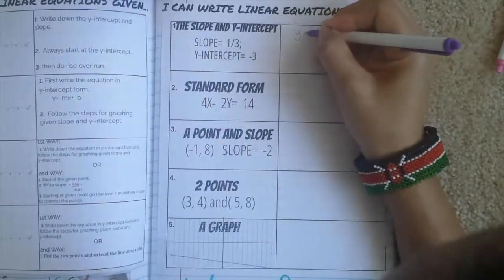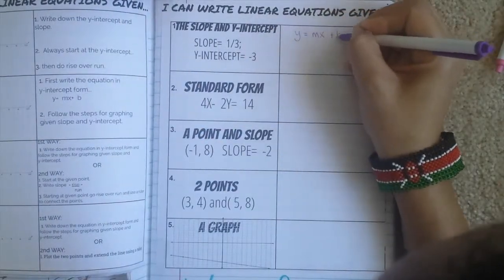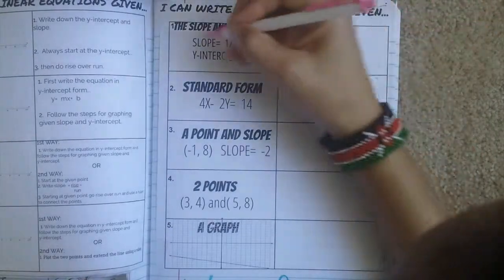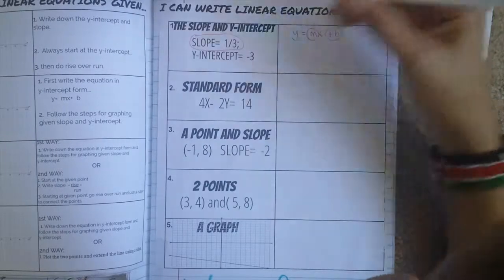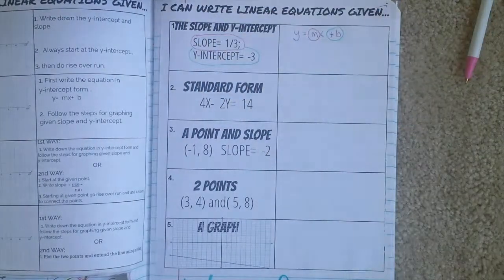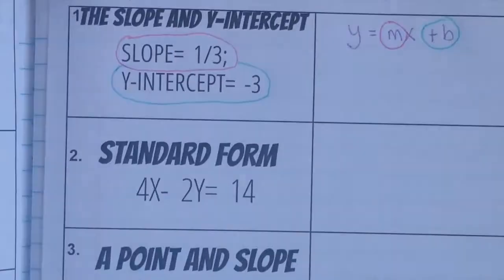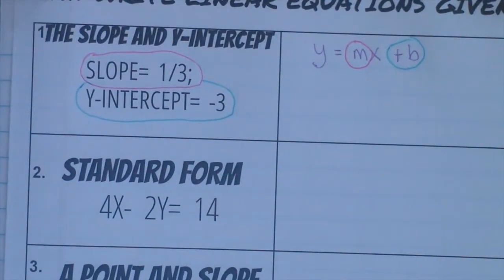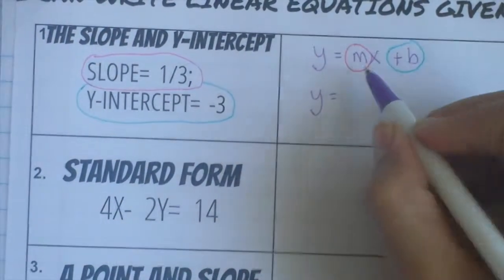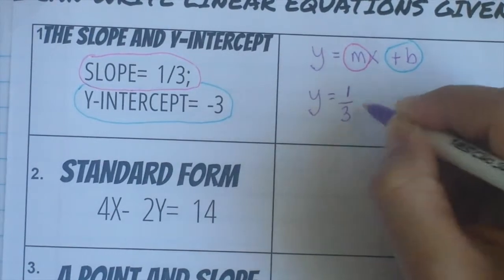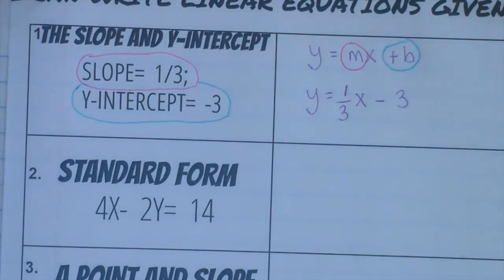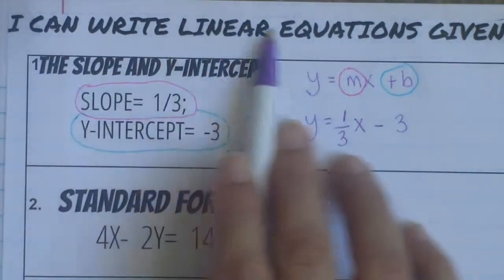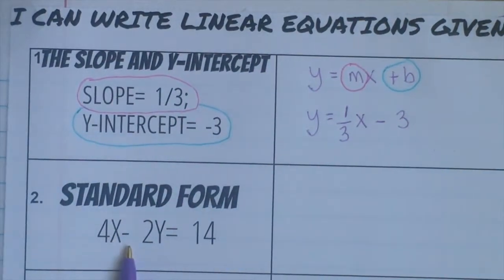So if you're given the slope, you go ahead and write your equation y equals mx plus b. You're given the slope, which is m, equal to 1/3. And you're given the y-intercept, which is b, equal to -3. So all you do is replace the letters with the numbers. You get y equals the slope, 1/3, x, plus b, which is the y-intercept, -3. And that's it. That's all there is to it. So I can write linear equations given the slope and the y-intercept.